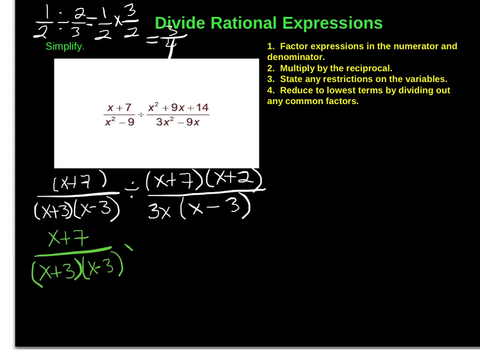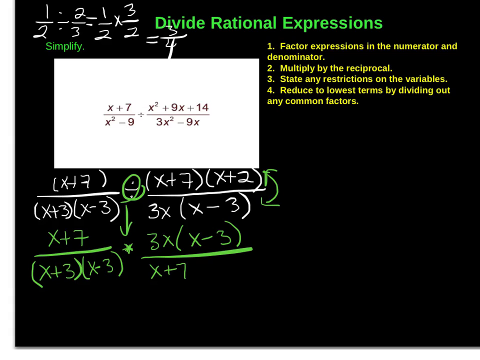Okay, and then this is where the magic happens here, people, right here. So that divide sign changes into a multiply, and then we flip this fraction here. So we've got a 3x, x minus 3 in the numerator, x plus 7, x plus 2 end up in the denominator. Okay, now we need to state any restrictions on the variable at this point.